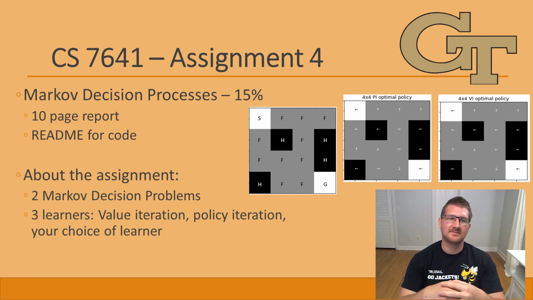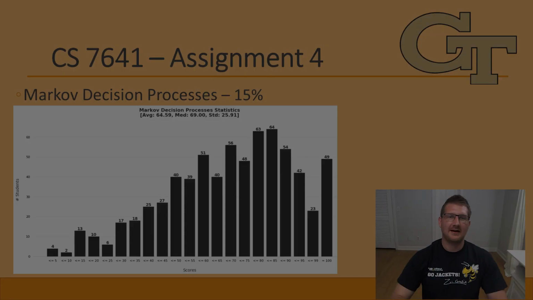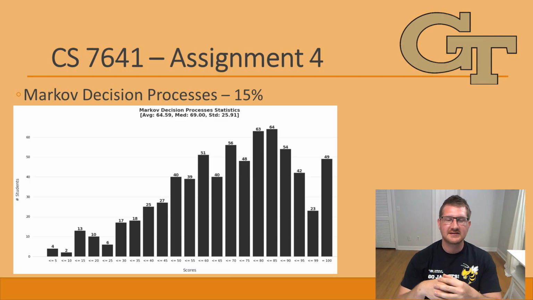of your final grade. Like assignments 2 and 3, this assignment had a 10-page report along with the code. In this assignment, you were to take 3 different reinforcement learning techniques, value iteration, policy iteration, and one of your choice, and use them to solve 2 different Markov decision problems. This assignment was probably my least favorite out of the 4, but overall really wasn't that bad. And again, we have the distribution for the assignment.